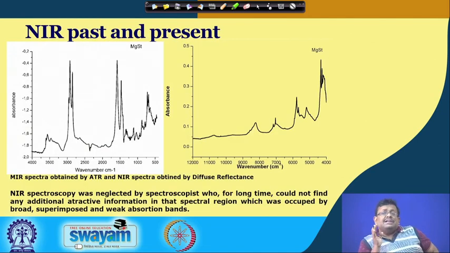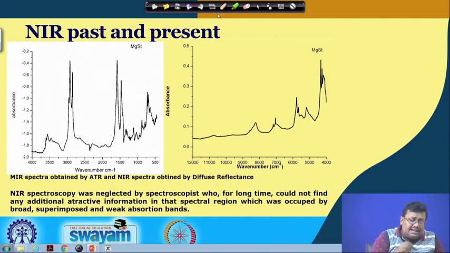So, let us see what is the difference between near infrared spectroscopic analysis in the past and now, why it is gaining importance. So, you see on the left, it is basically the mid infrared spectra obtained by ATR, and the right one is the near infrared spectra obtained by diffuse reflectance. The difference which you can easily observe is that the number of spectral features is more in case of mid infrared as compared to the near infrared region, which contains some broad absorption features also.